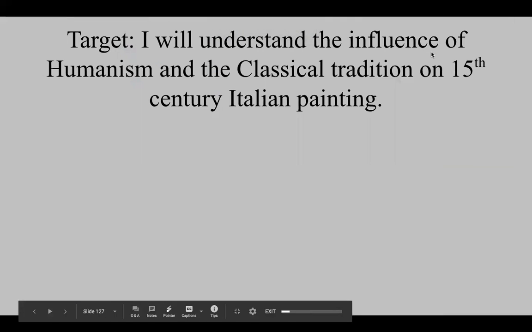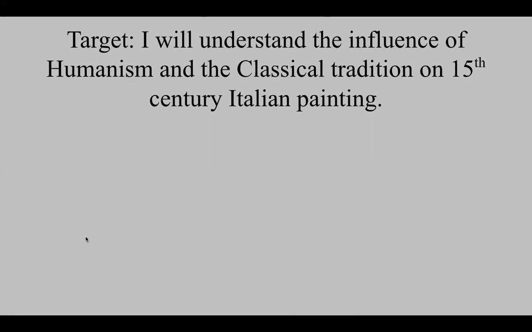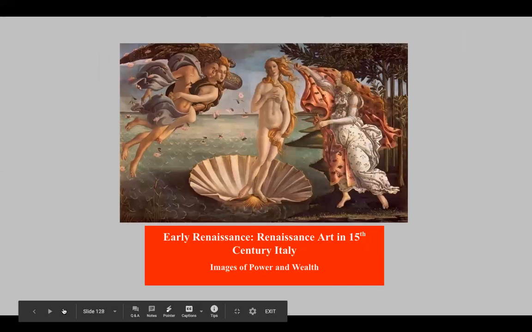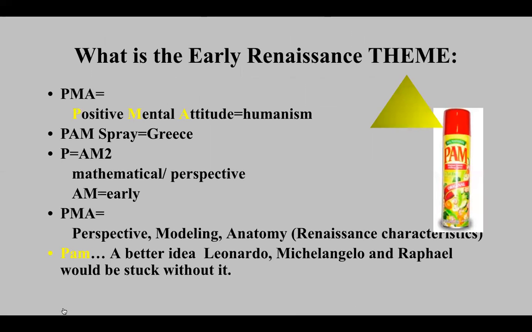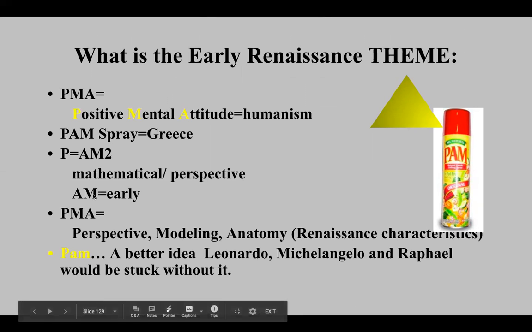Okay, so we're going to move into painting and look at classical traditions of 15th century painting. So once again, when we talk about 15th century, we really talk about the 1400s. Right, so remember this concept of PMA, positive mental attitude, but also perspective, modeling, anatomy, is probably seen the most in painting, right? Because you can probably include as much of this in it as possible, right?